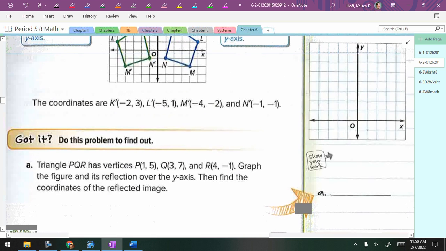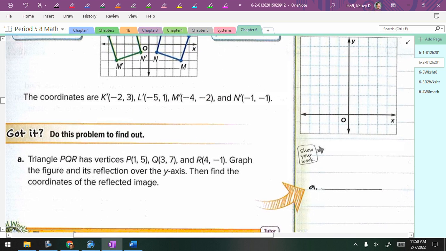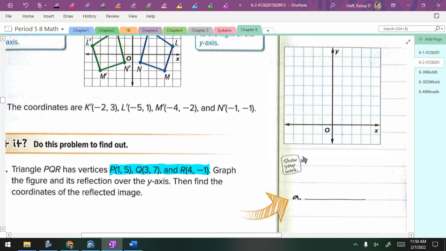Triangle PQR has the following vertices. Graph the figure and its reflection over the y-axis. Then find the coordinates of the reflected image. Baby steps. Everybody go and plot those 3 points and label them on the graph on the right.